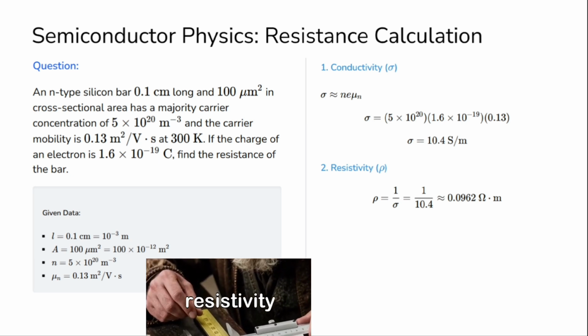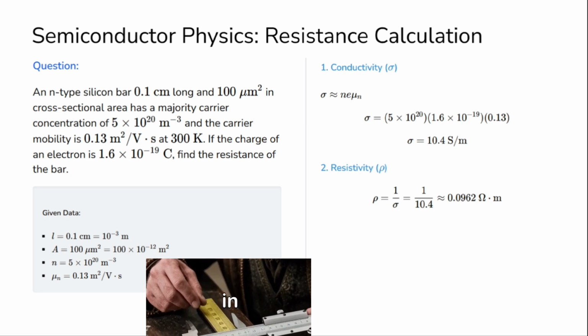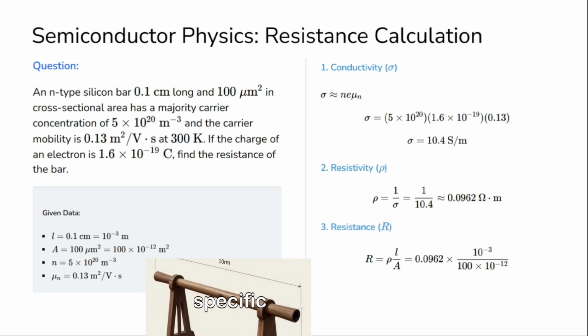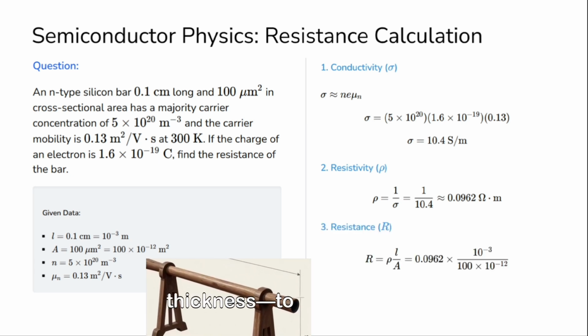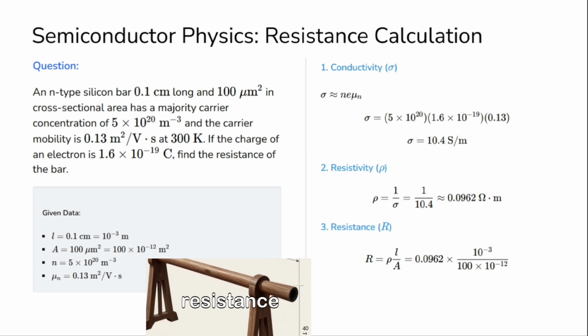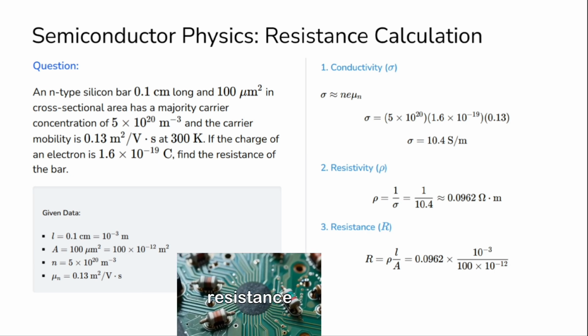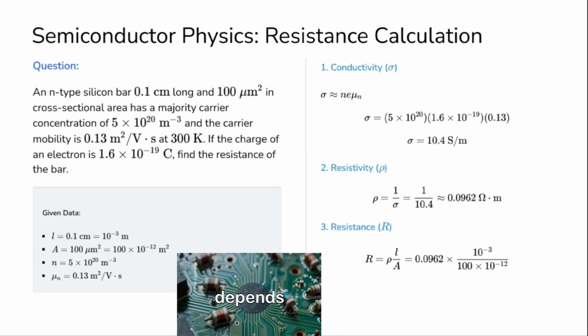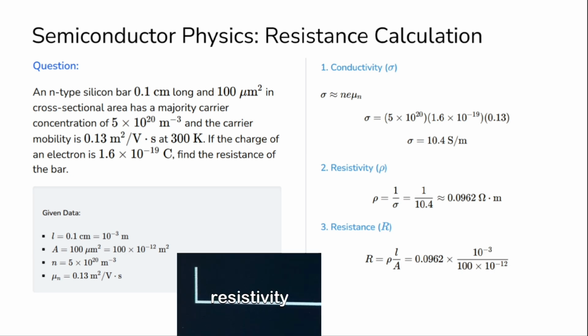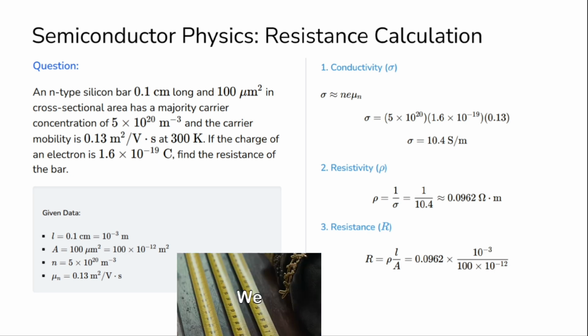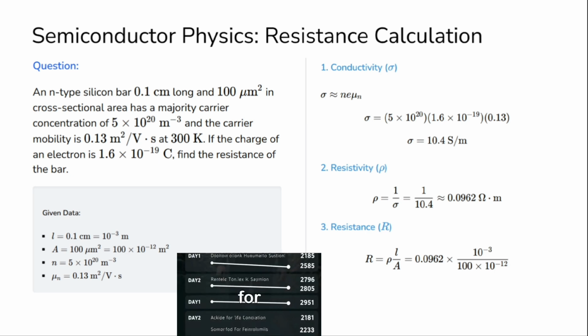Once we have this resistivity value, we can finally factor in the physical dimensions of our specific bar, its length and its thickness, to find the actual resistance. In the final step, we calculate the total resistance, R. Resistance depends on the material's resistivity multiplied by its length and divided by its cross-sectional area. We must be careful to use standard meters for all units.